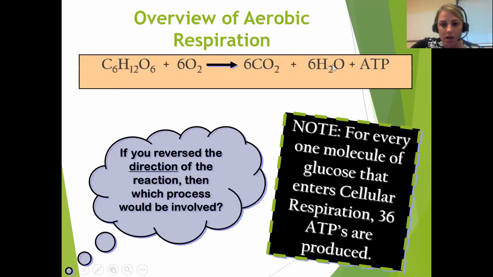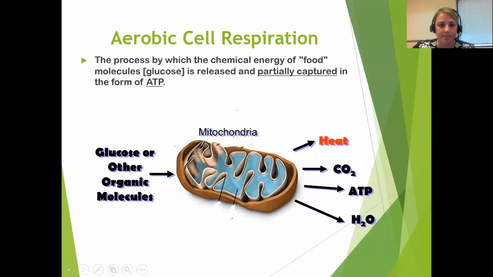This is going to be reversed in photosynthesis. So we start with water and carbon dioxide, and our energy is from the sun. So the reverse reaction is photosynthesis. This is good to remember too. For every one molecule of glucose in cellular respiration, approximately 36 ATP are produced. Sometimes you'll see 38, but really you'll see this 36. It's going to be an average.